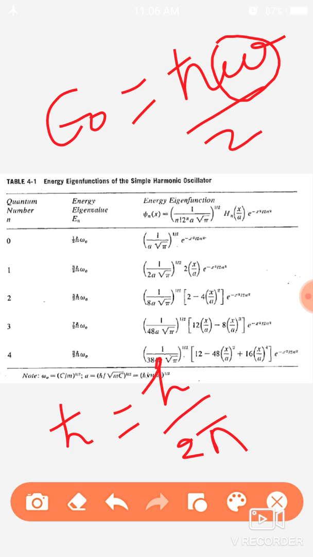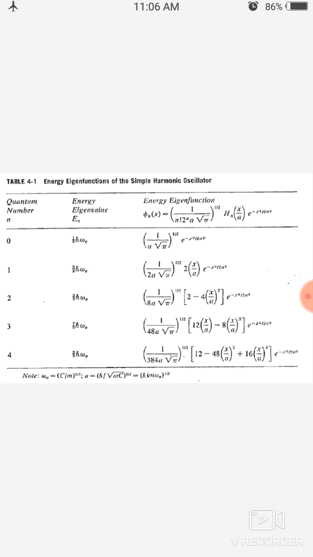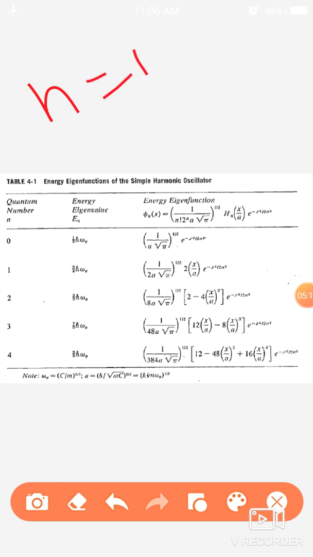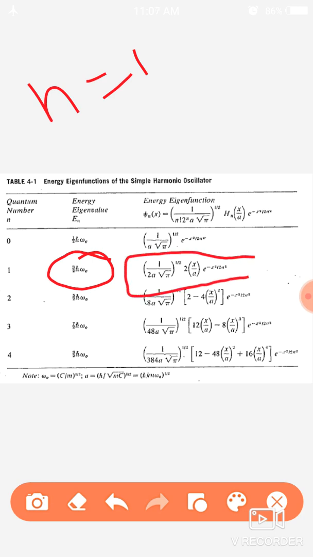When we take n equal to 1, then the energy eigenvalue corresponding to this state is 3 by 2 h cross omega, and corresponding to that state the eigenfunction will be this. Suppose we are interested in 2, 3 and so on, we will have different types of wave functions which will vary with respect to the quantum number.